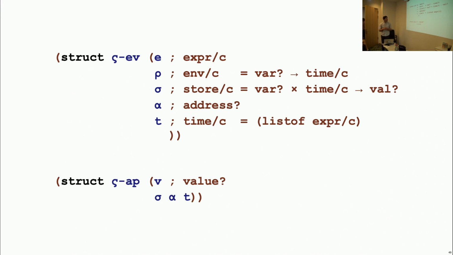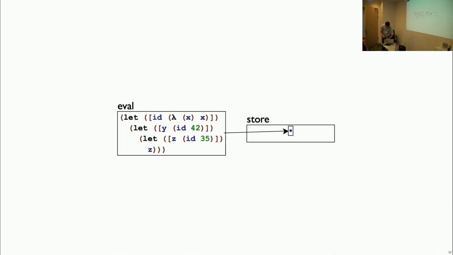OK, so let's look at this. The states have the same shape. The difference here is that continuations have turned into addresses, and they point to the heap. And then also, at least for this example, times are going to be a singleton set. So once again, we won't see them explicitly. OK. So now we've got this expression on the left, and it is pointing to its continuation, which is the empty continuation in the store.